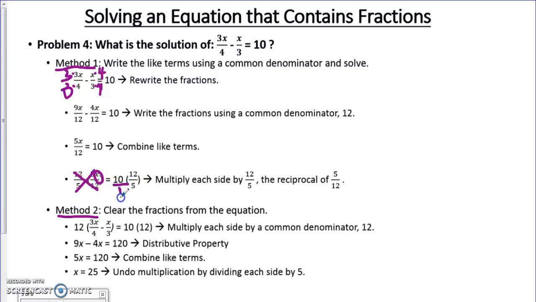Okay? 10 can be written as 10 over 1. 5 goes into 5 one time. 5 goes into 10 two times. Therefore, x is equal to 24. Okay?